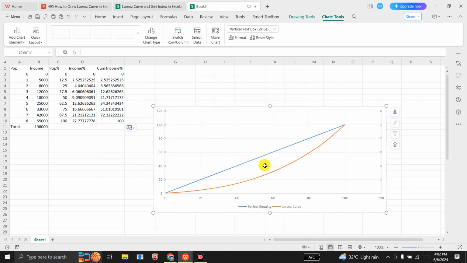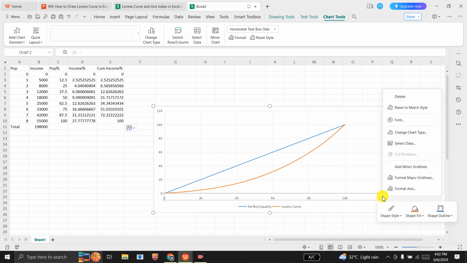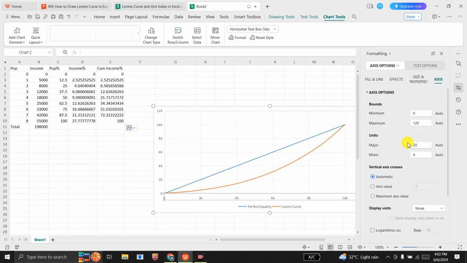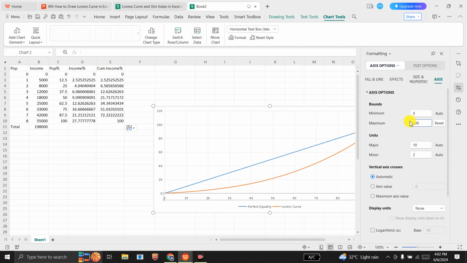So my dear student, you can see this blue line, this solid blue line is the line of perfect equality, and this orange color curve is increasing at an exponential rate. This is a Lorenz curve. Let me make it a little bit more visible. So I would like to format the axis. So this should be 100, and this should also be 100.